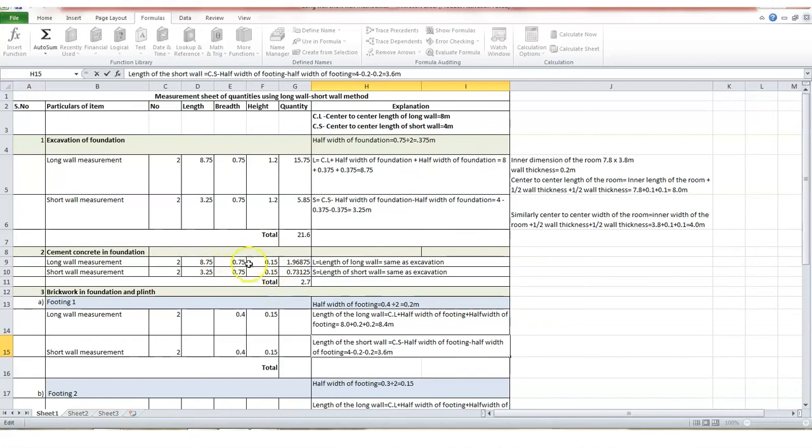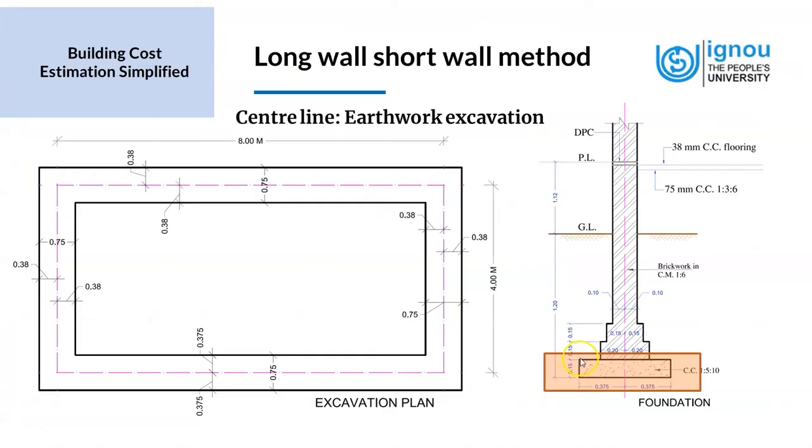So now here the only difference is 0.15. The rest of the dimensions are the same. How do we get 0.15? That is the thickness of the cement concrete in the foundation. Let's refer back to the section of the foundation to get an idea. So we see here that the thickness of the foundation is 0.15. So that's why we took the measurement for this as 0.15.